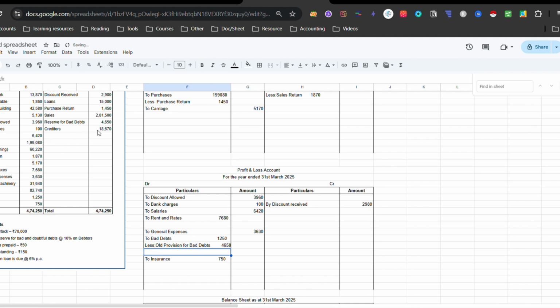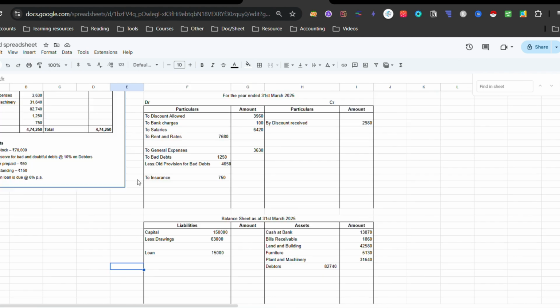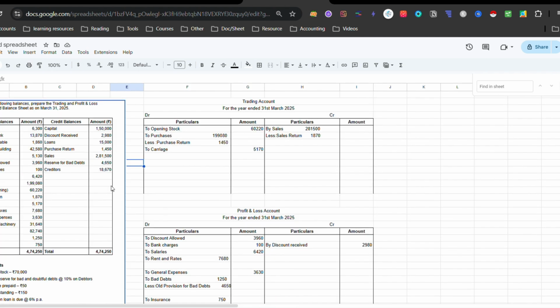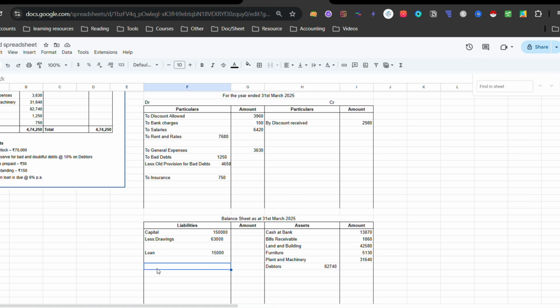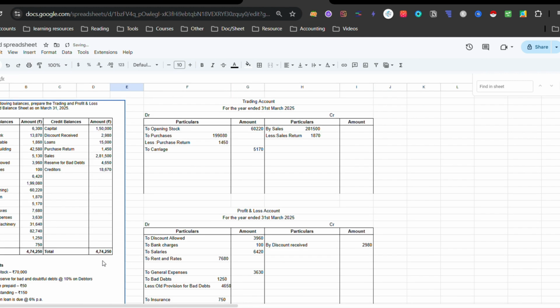Next we have creditors. Creditors is taken in the balance sheet, liability side, 18,670. Now we have completed this. Let's go to the adjustments. Adjustment entries we will record twice.